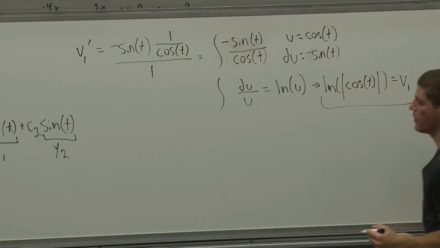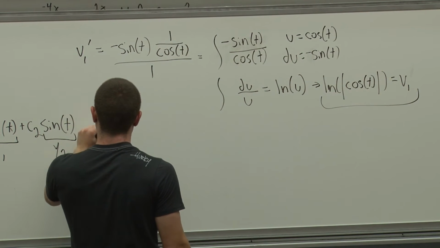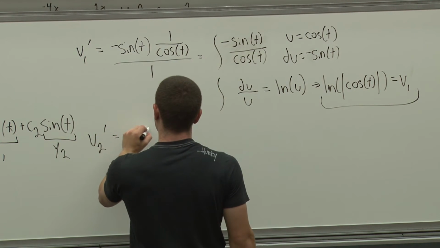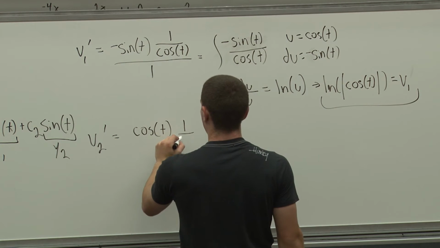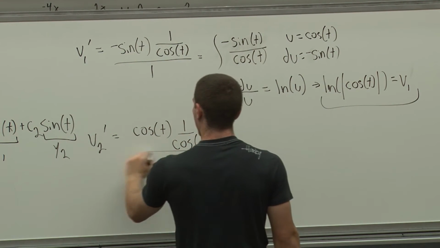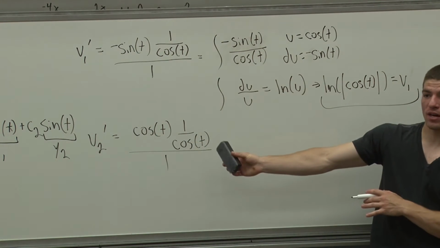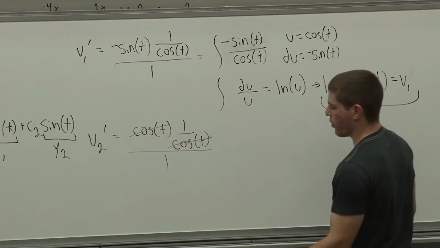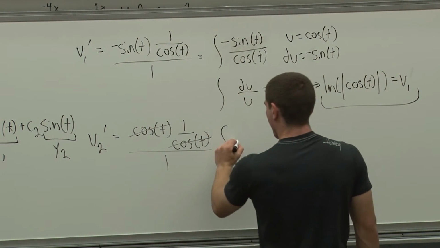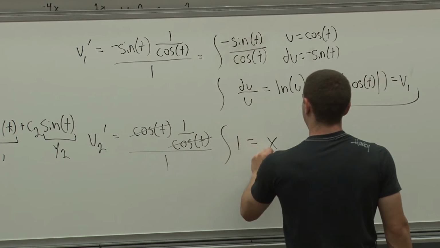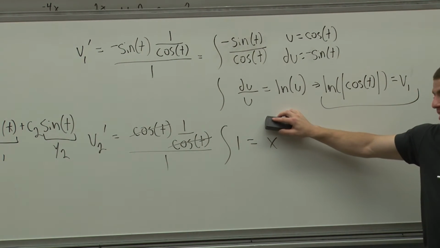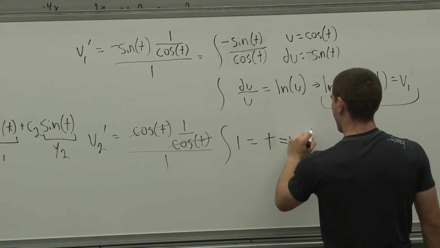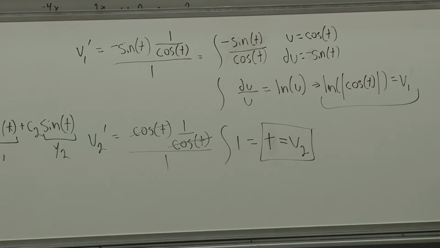Good. So now we're going to find v2. We're going to start off with v2 prime. Same exact thing, a little bit similar, a little bit different. So you have y1, which is cosine of t, times f of t, which is 1 over cosine of t. You can see what's going to happen. Over the same denominator, which is 1, a times the Wronskian. So cosine over cosine is 1. This whole thing is 1. Integral of 1 is t. Oh, wow, I'm an idiot. OK, t. So t equals v2. All right, good. We got that.